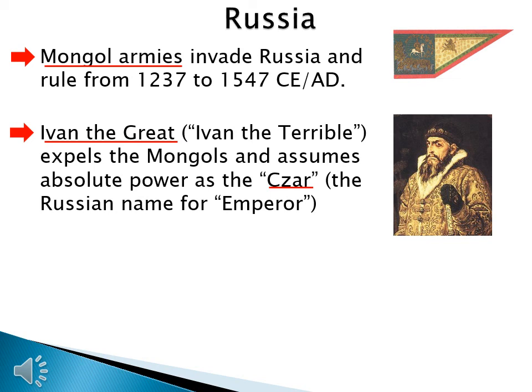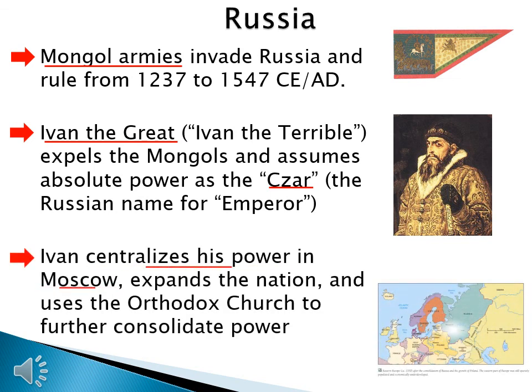How does he do this? Ivan centralizes his power in Moscow, expands the nation to the borders we still see here today, and uses the Orthodox Church to further consolidate power. Modern Russia traces its history back to this Tsar, Ivan the Great.